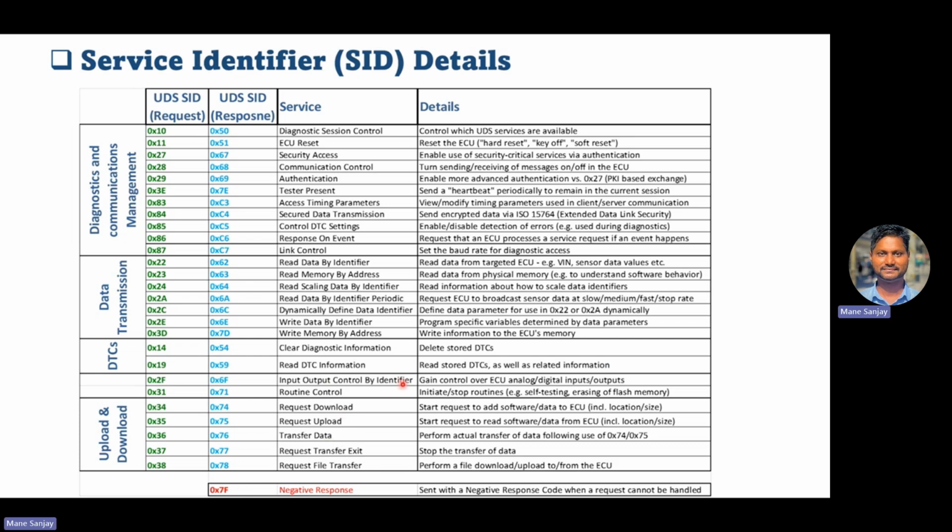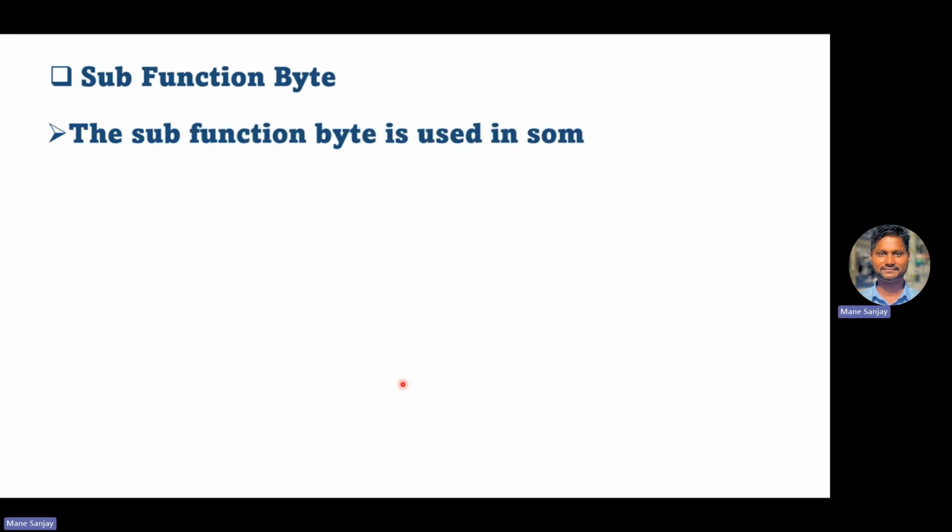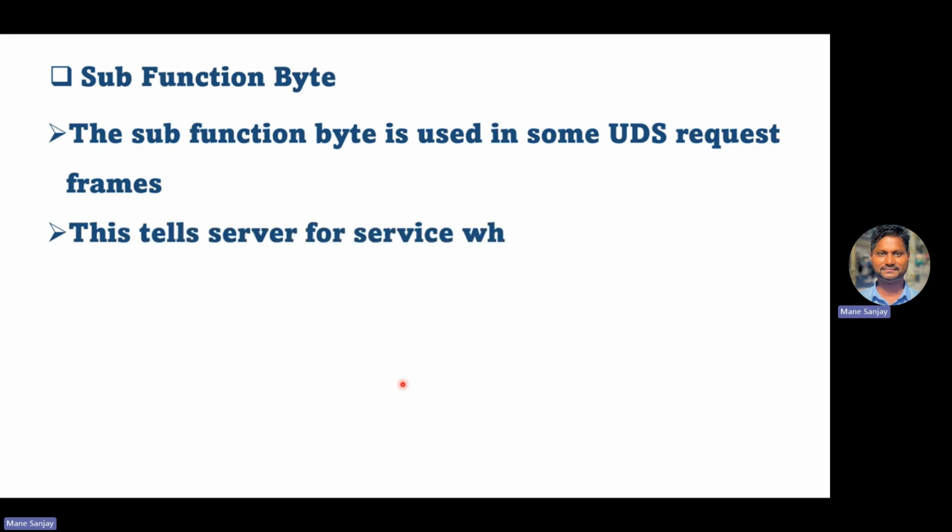Okay, so let's see the subfunction byte. The next field is the subfunction byte. The subfunction byte is used in some UDS request frames. It is not mandatory because not every service has subfunctions. For a few of the services, there is a subfunction. That's why it is an optional field. This tells the server, for that service, which subfunctionality is requested. That is important.